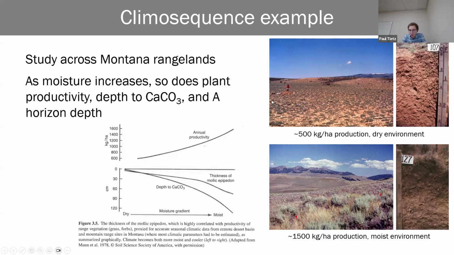Here's a picture, think about what the dry environment is compared to this landscape that gets more rain. We have a deeper A horizon. That's this thickness of the molic epipedon, fancy way of describing A horizon depth. Depth of calcium carbonates, as we saw in the other example, is going to increase as you increase the moisture, but then annual productivity, so the amount of plant biomass, plant activity is much higher in environments with more water, 500 kilograms per hectare compared to 1,500 kilograms biomass.